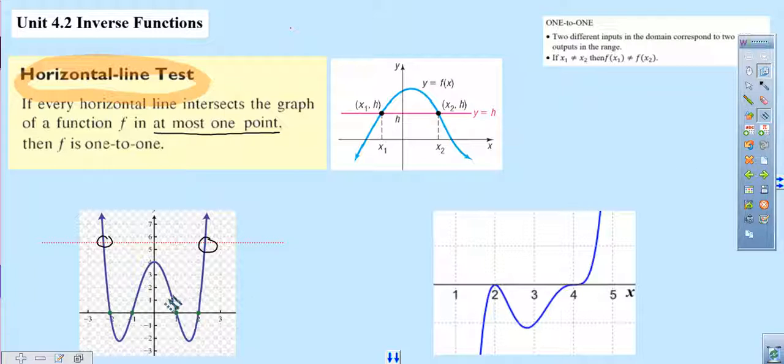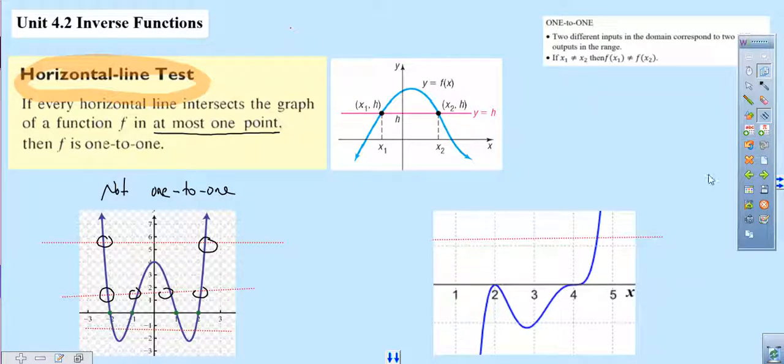And I could draw it in other spots too. I could draw it down here. I could draw it right here. But the point is no matter where I draw this line, it passes through more than 1 time. So this graph or this function is not 1-to-1. And you can see here we do the same thing with the next one.